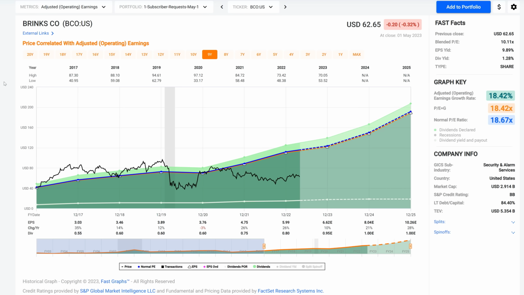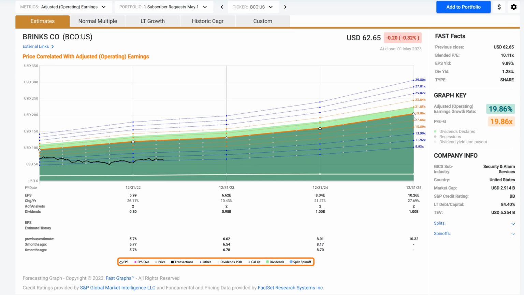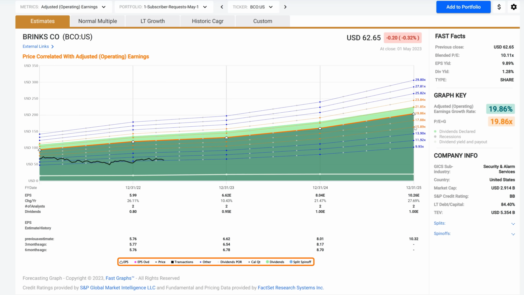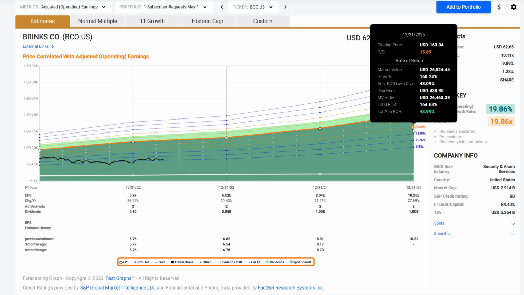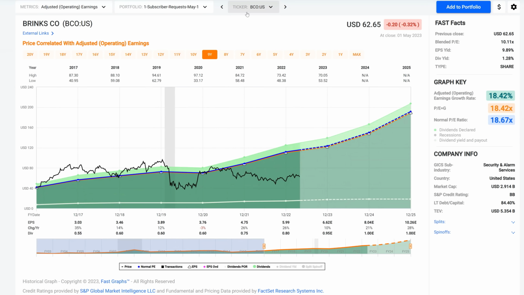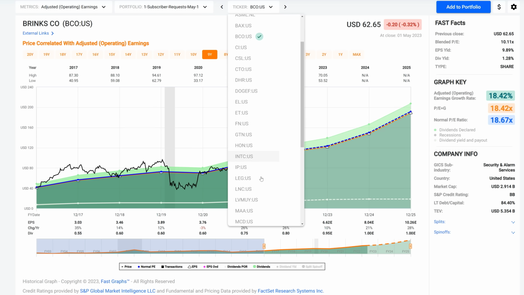And by the way, the other beauty of Fast Graphs is you could calculate that by simply pointing to these future times. If this grows at 20% and trades at a 20 PE, you could make 56% a year. If it only traded at 15 PE, you'd make 44% a year. These are what-if scenarios, not guarantees of where the price is going to go, but logical representations of where the price could go based on the operating results that you're looking at as presented. Okay, and you can go through company after company like this and look at them.